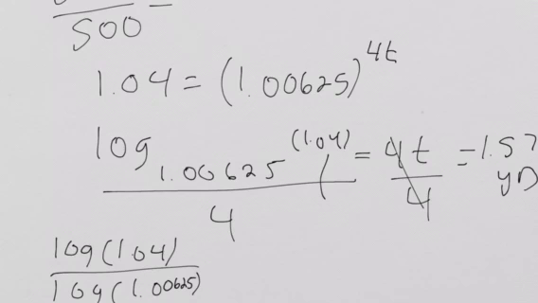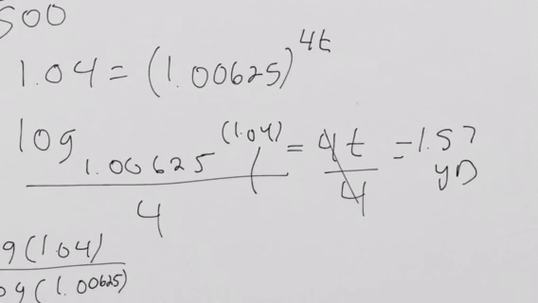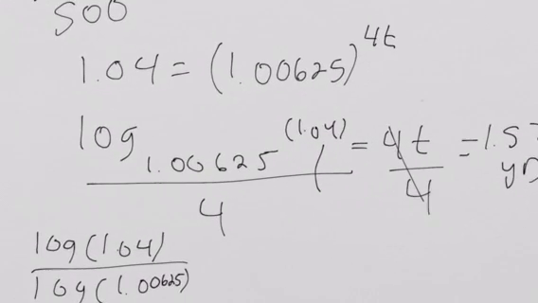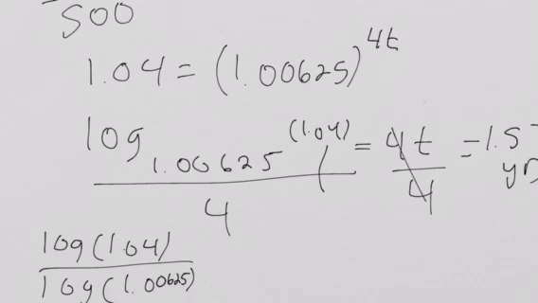All right, so remember, let's go back and make sure we understand how this log conversion worked. So how we read this log is we say, 1.00625 raised to what power gives me 1.04. What power is it? It's 4t, right? Well, that's what we see here. 1.00625 raised to the 4t gives me 1.04. So these two statements are equivalent, but in this form, we can now divide by 4 and solve for t. We get that it takes 1.57 years for our money to be worth 520 when we start with 500 and gain 2.5% compounded quarterly.